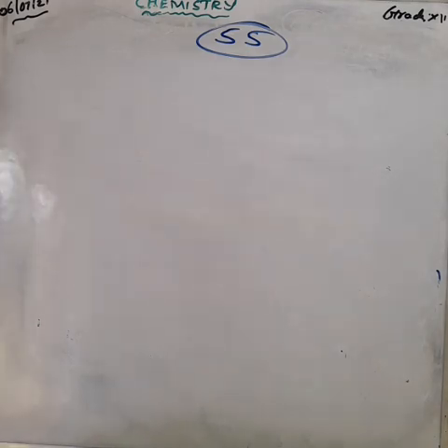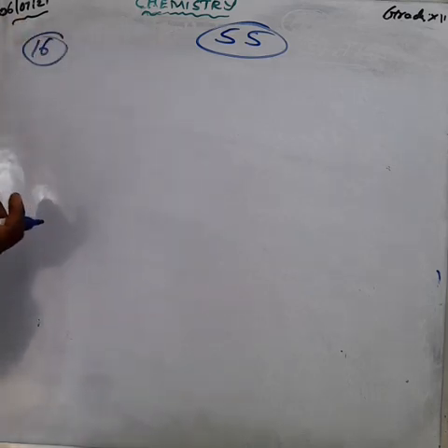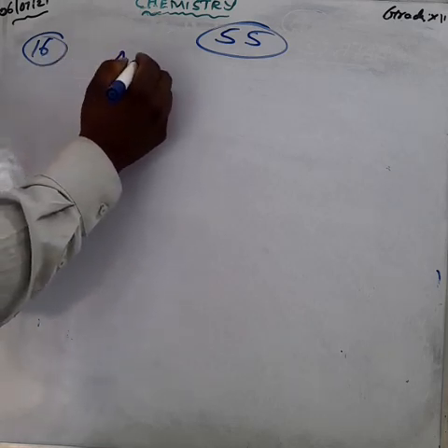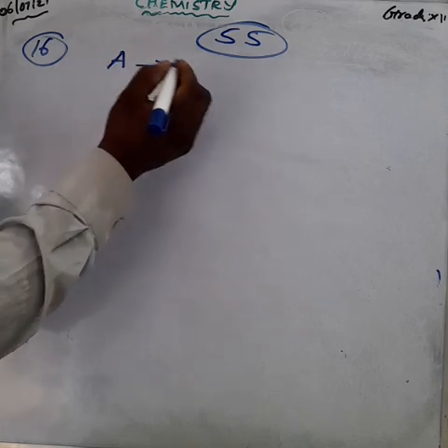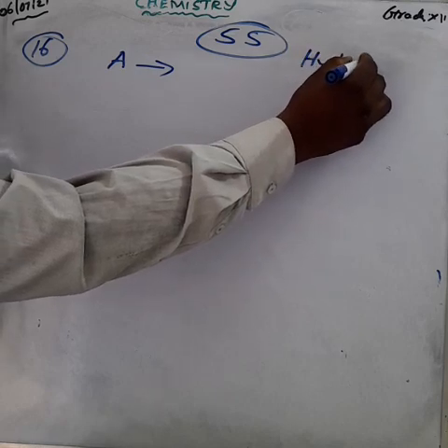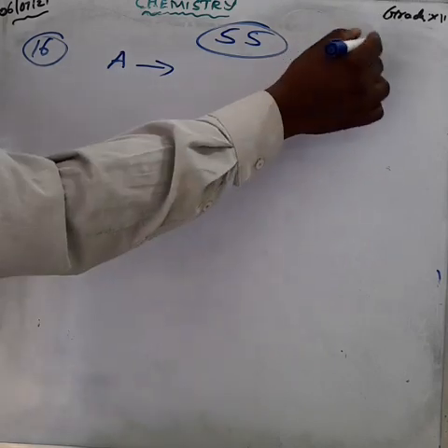One of the problems: identify A, B and C. This is our question. Here, a hydride of second period alkali metal A. Alkali metal, and hydride means hydrogen, all of you know that term. Second period alkali metal, all of you know that one, is lithium. We are talking about lithium hydride.